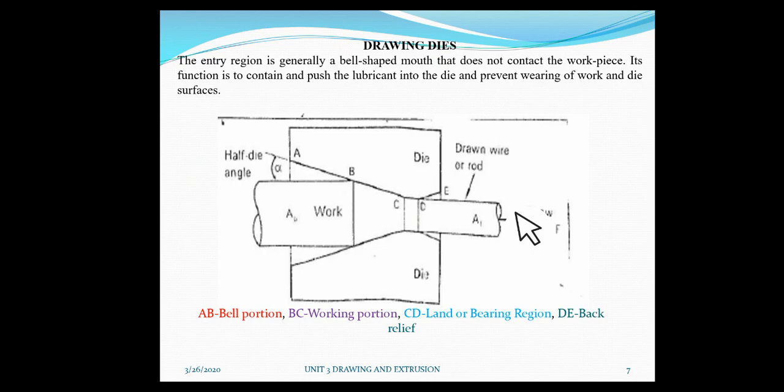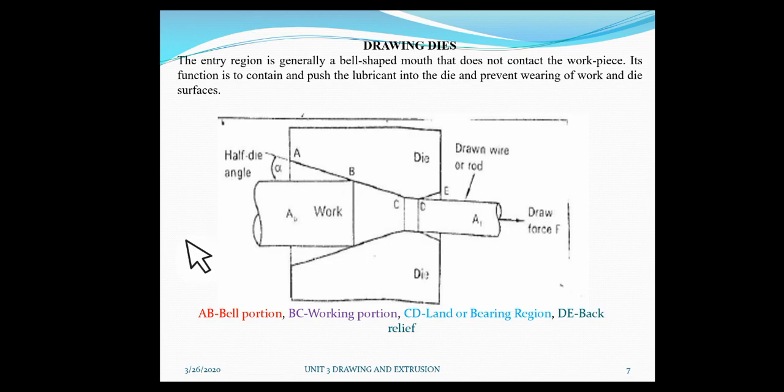You can see the diagram here. This one is the die material, this one is the upper die, and this one is the lower die. This is A naught, the initial cross-sectional area of the material. This is AF, the final cross-sectional area of the material. This one is the draw force F, and the drawn wire or rod after the reduction. Then this one is the half die angle.